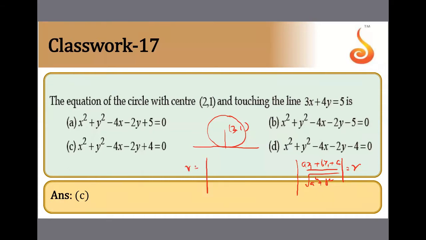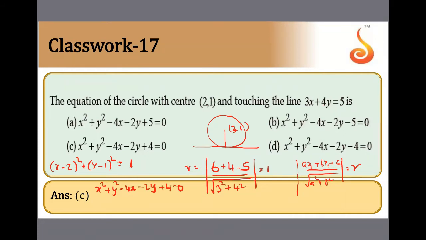So what is the radius we'll get? 3 into 2, 6; 4 into 1 plus 4 minus 5 by under root of 3 square plus 4 square. How much do we get? 10 minus 5 is 5. 5 by 5 will give 1. So radius equal to 1. Center is 2, 1. So (x minus 2) whole square plus (y minus 1) whole square is equal to 1. What we get? x square plus y square minus 4x minus 2y plus 4 equal to 0. Option C.